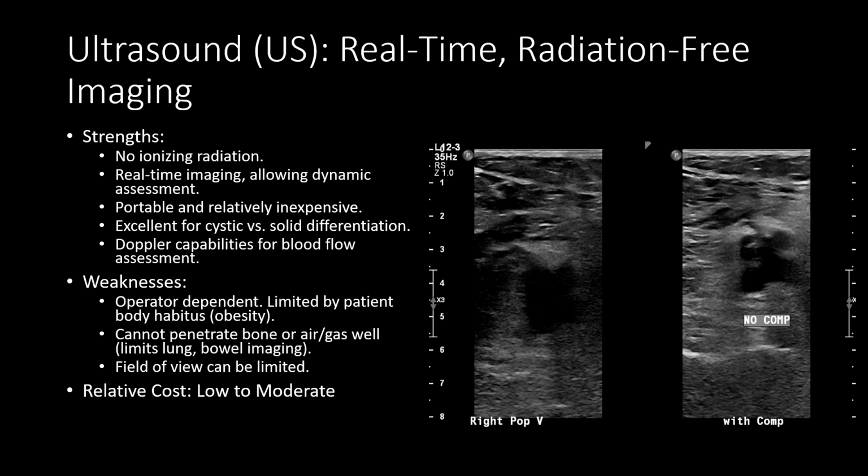Strengths: no ionizing radiation, real-time imaging allowing dynamic assessment. Another advantage is that it's portable, so you can take it to the ICU, you can take it out into the field in Africa, right? It is really good at differentiating something that's cystic from solid, and it's great for looking at blood flow.